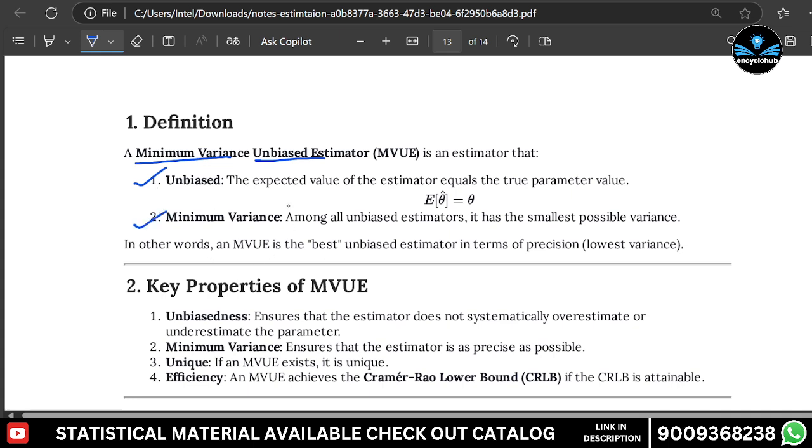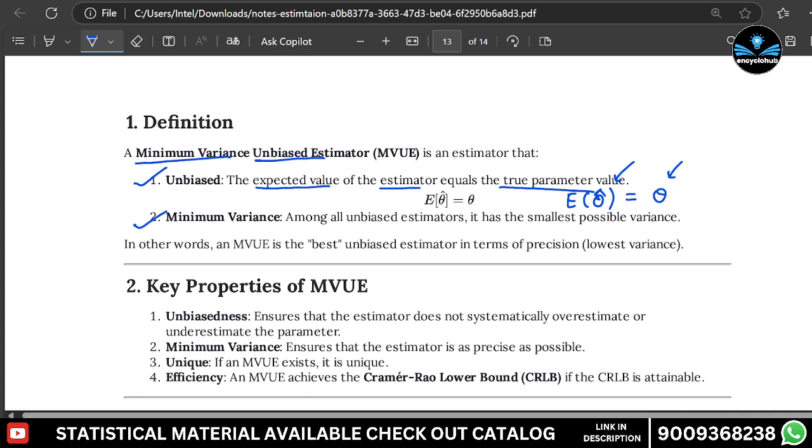So what is meant by unbiasedness? If the expected value of the estimator equals the true parameter value, the expected value of any parametric value is always equal to the true parametric value. It is called unbiasedness. This is a sample statistic, whether it is a true population statistic.